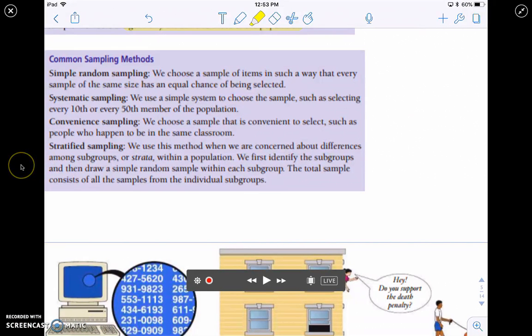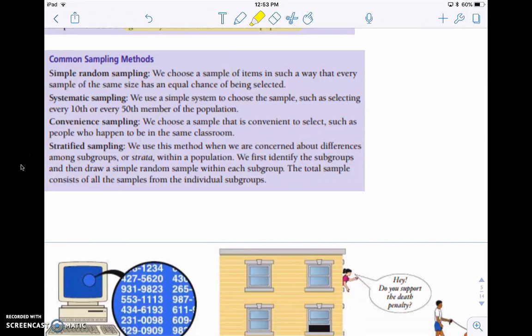So here are 4 common sampling methods, and each of them have strong points. Some of them are more convenient than others, and so our first one is what we call simple random sampling, and this is a very ideal way to do it. To randomize, we choose a sample of items in such a way that every sample of the same size has an equal chance of being selected. So there's no what we call bias.